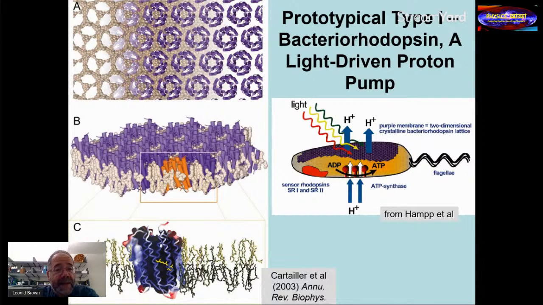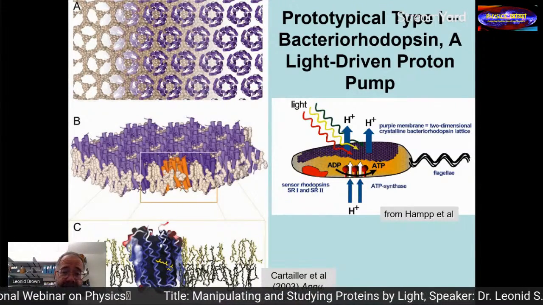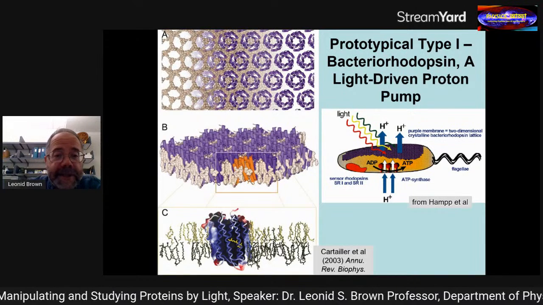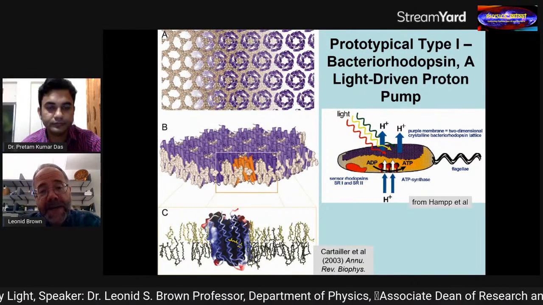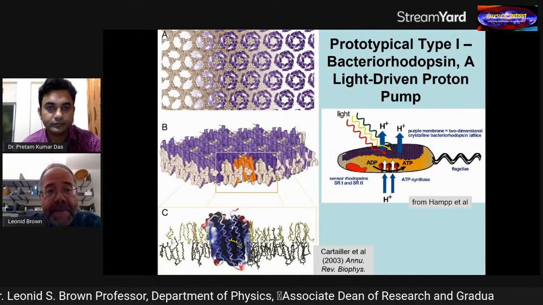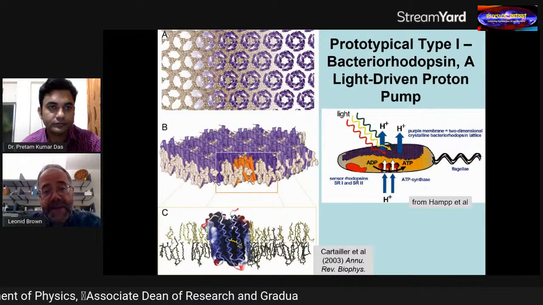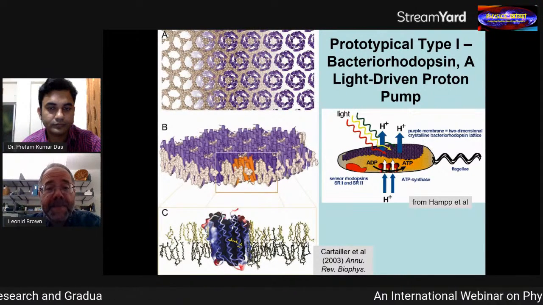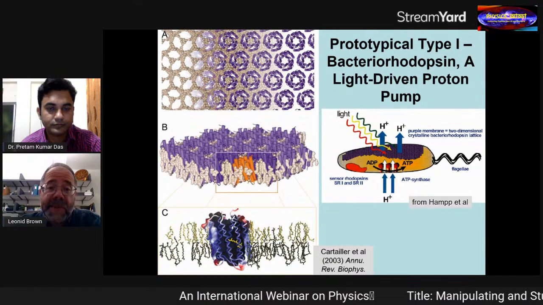When there is enough light but not enough oxygen, it was noticed that these bacteria, which can swim, by the way, form purple patches. These purple patches were called purple membrane, and they turned out to be native 2-dimensional crystals of Bacteriorhodopsin. And Bacteriorhodopsin is a proton pump. It pumps protons outside of the cell when it absorbs light.